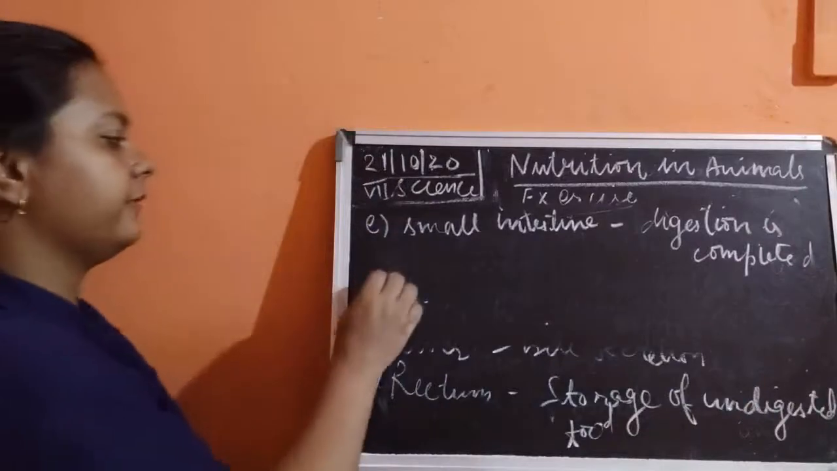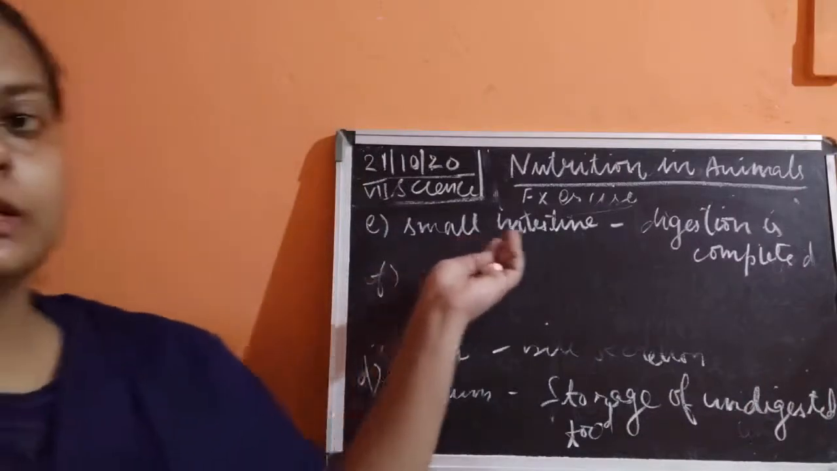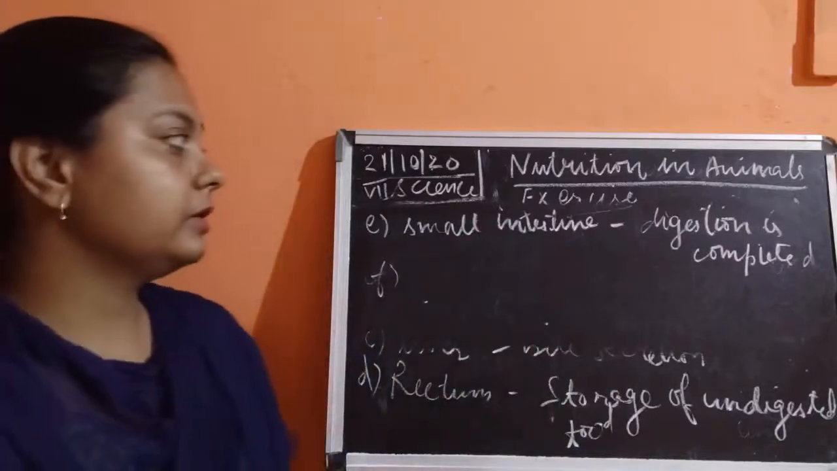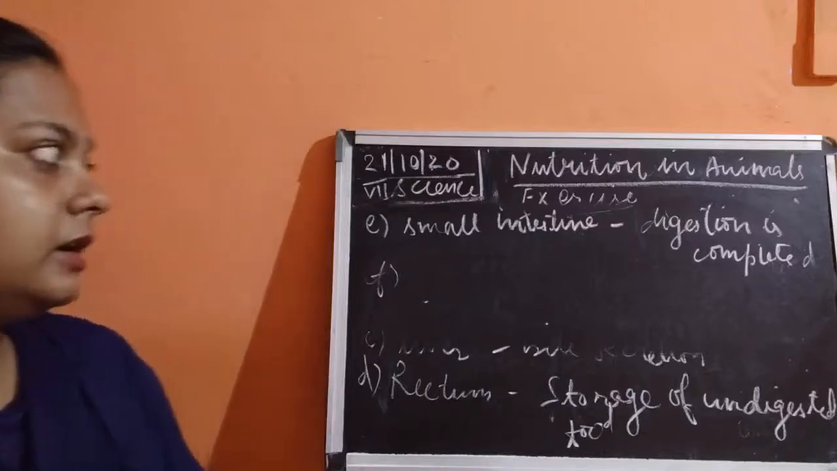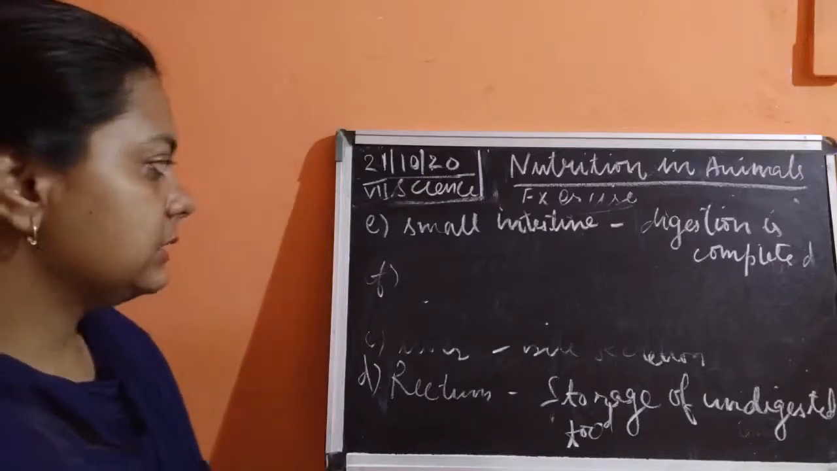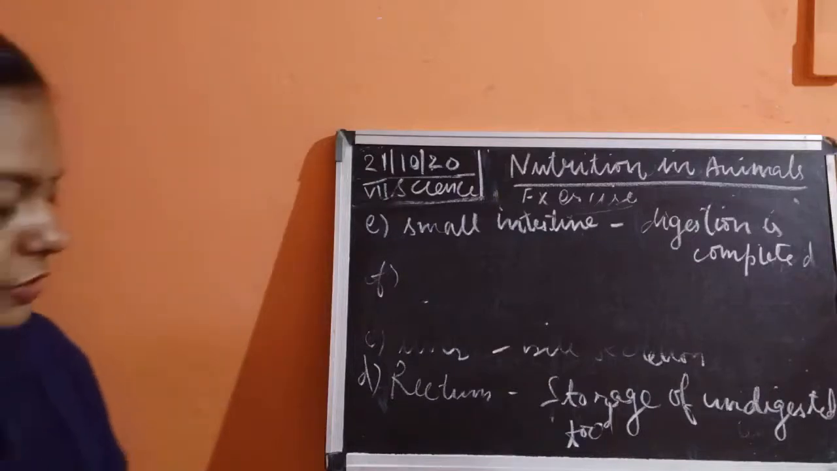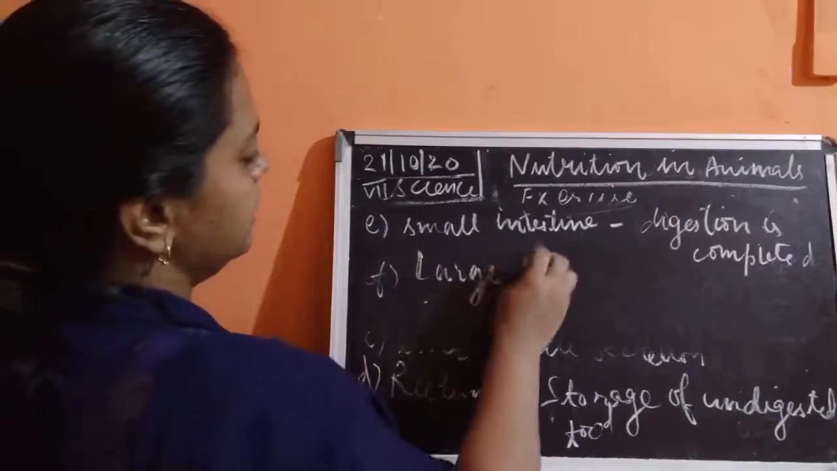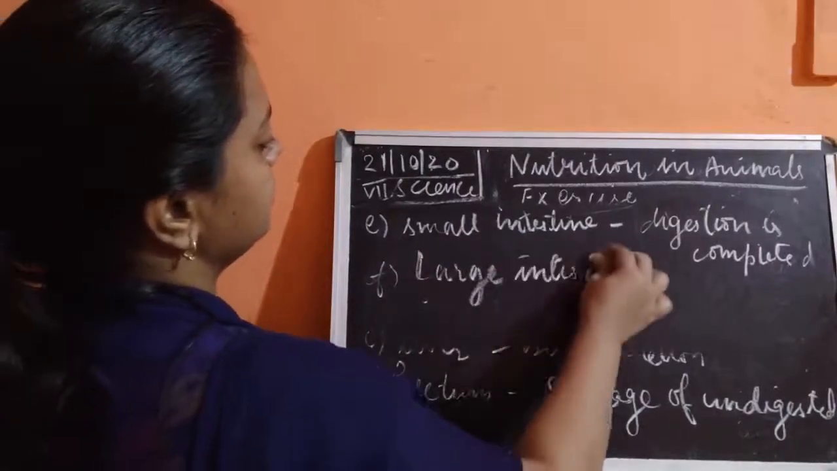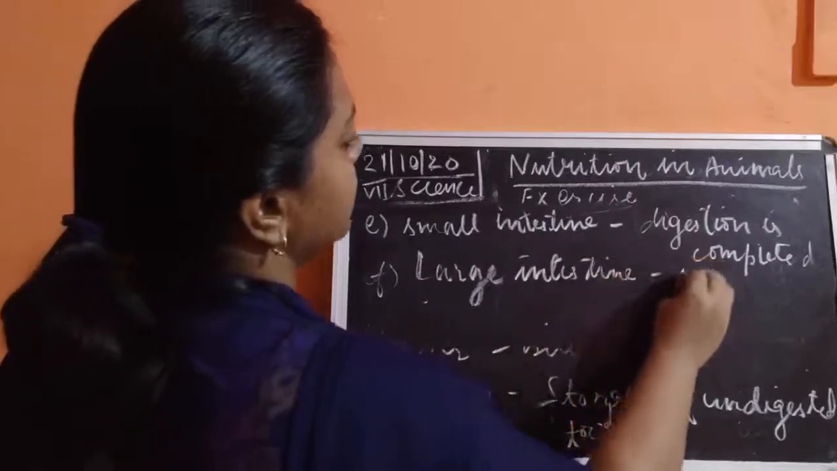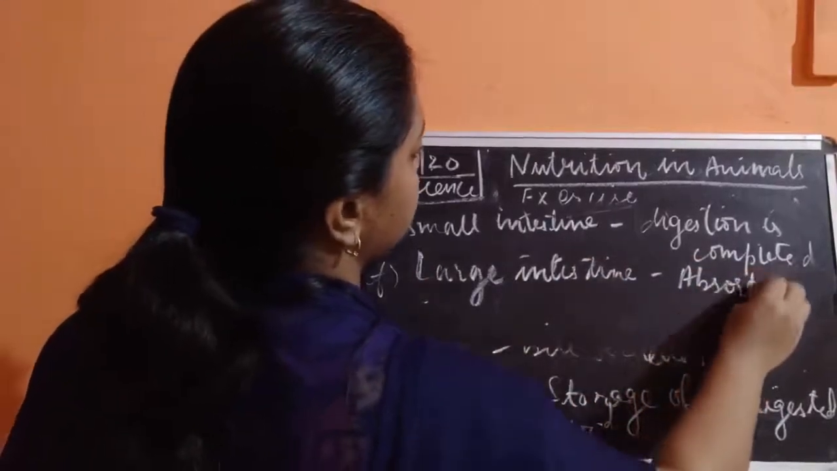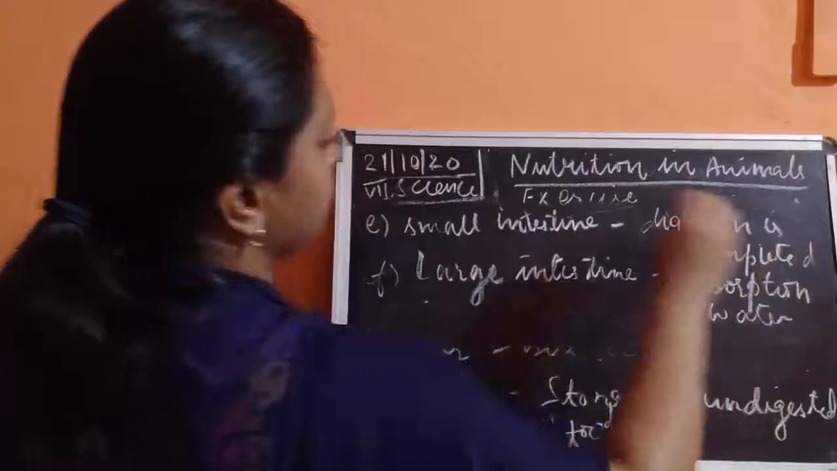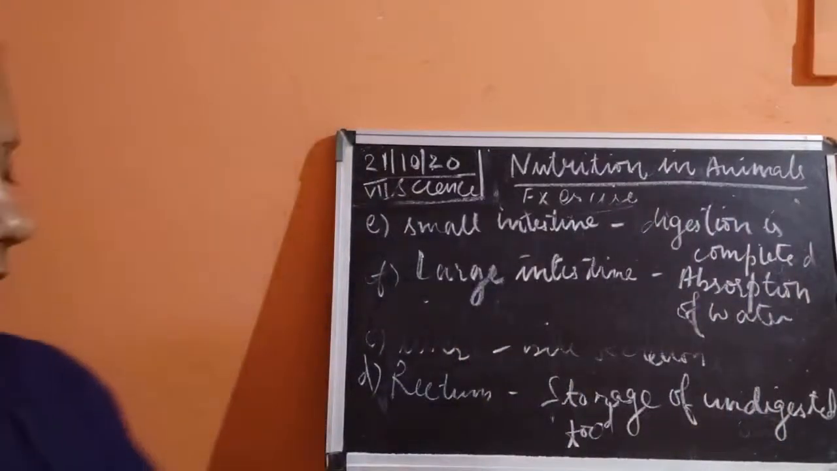Okay, the next is F. Because you know that in the small intestine, villi are present. So these villi are going to absorb the food which has been digested completely in the small intestine. Okay. The next is the F part, which is the large intestine. So for this, you can write down the absorption of water. The large intestine is responsible for the absorption of water. Okay, so the absorption of water is required.